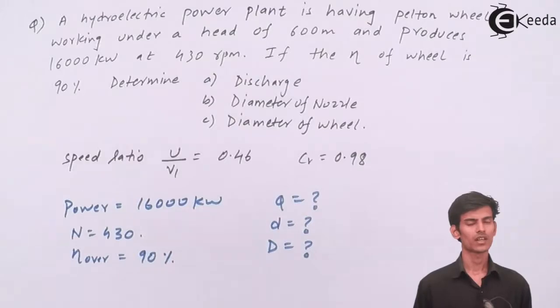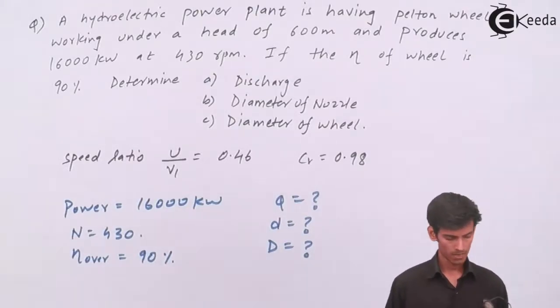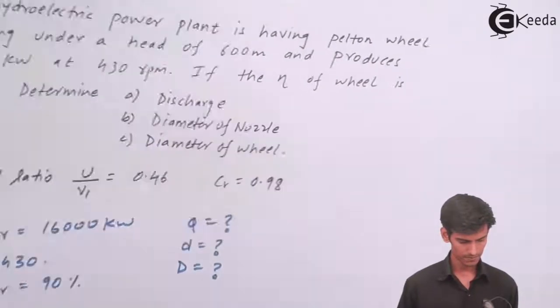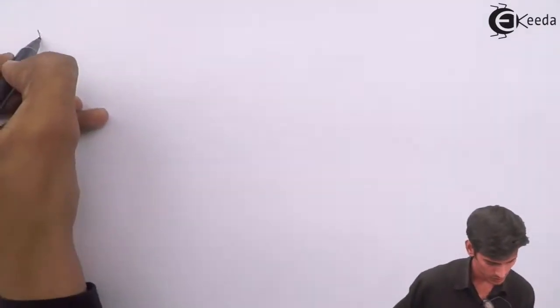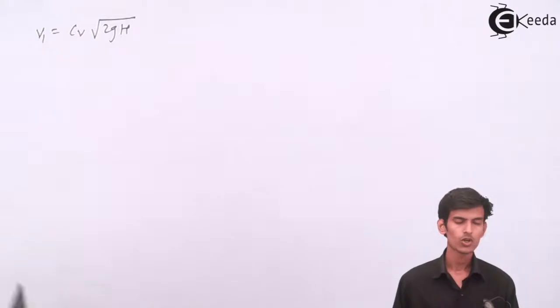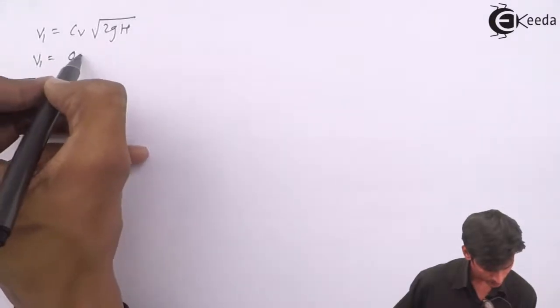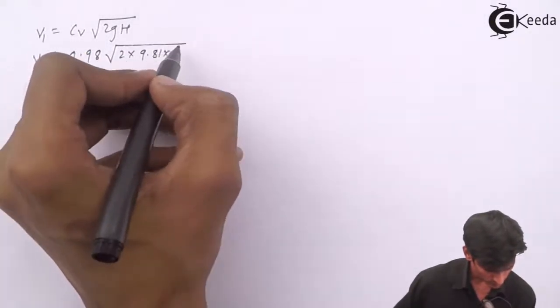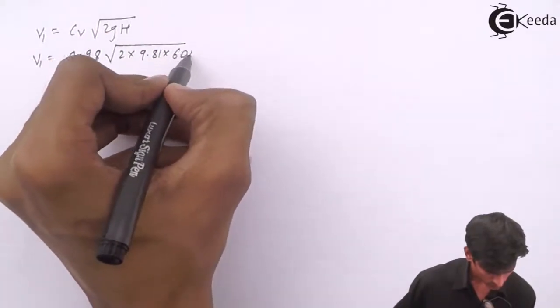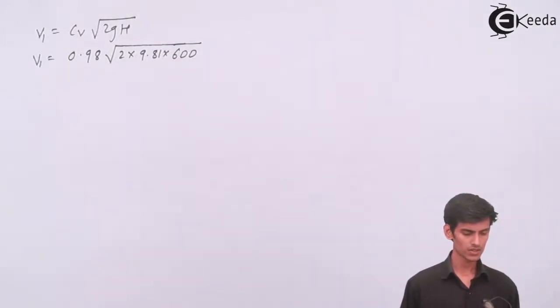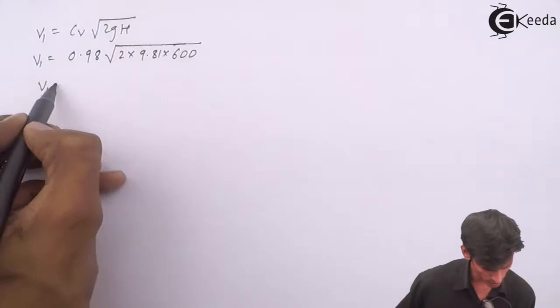The diameter of the nozzle I've taken as small d, and the diameter of the wheel I've taken as capital D. So these things are given and these things have to be found. So let's start solving. First of all, since the head is given, we can calculate the velocity at the inlet. So the velocity at the inlet is Cv times root 2gH. The given head is 600 meters.